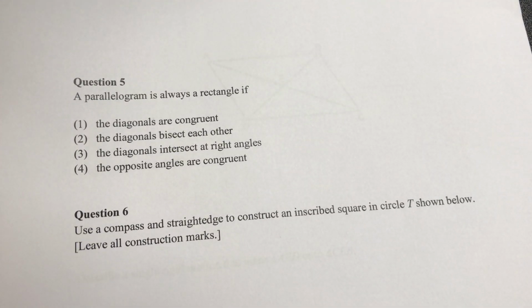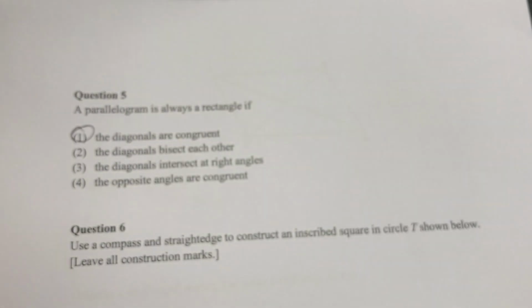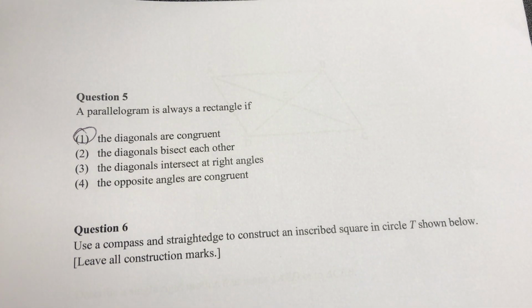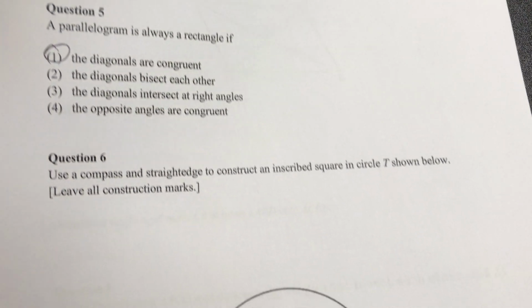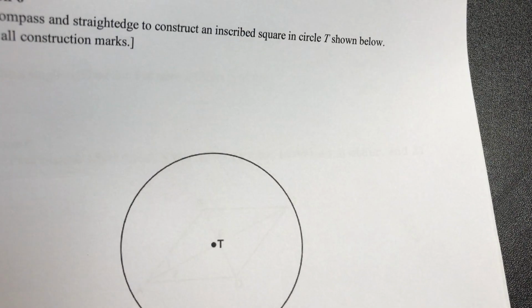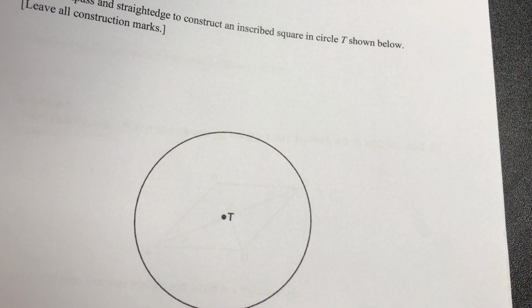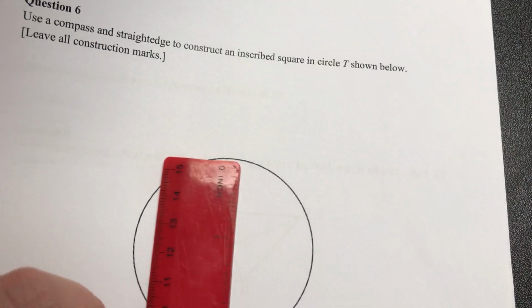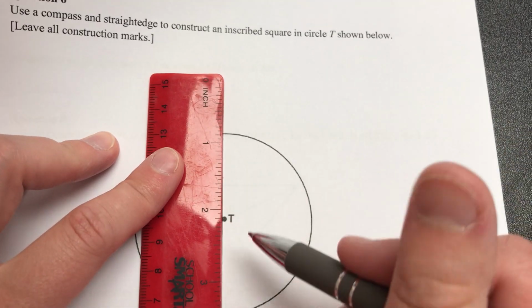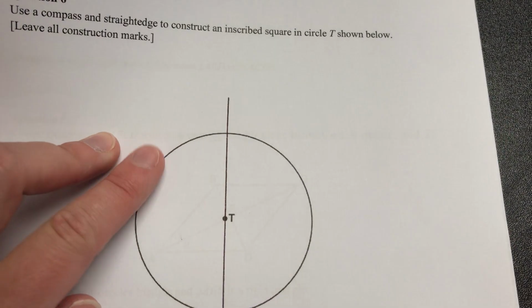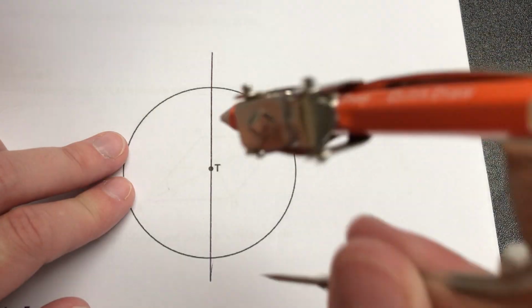Question 5. A parallelogram is always a rectangle if the diagonals are congruent. Okay, it came up again. They like that question. Use a compass and a straight edge to construct an inscribed square in the circle shown below. Okay, so I am going to use a pen right now, but as a reminder, anytime you're on this page in a Regents exam, this can all be done in pencil, especially, obviously, this part.